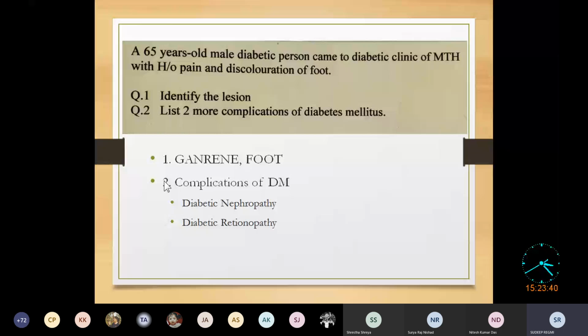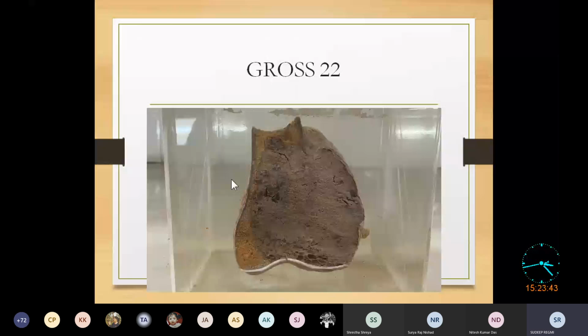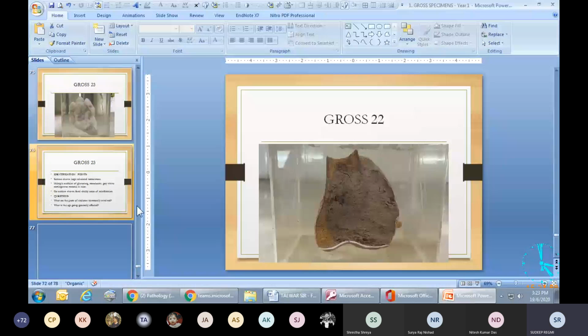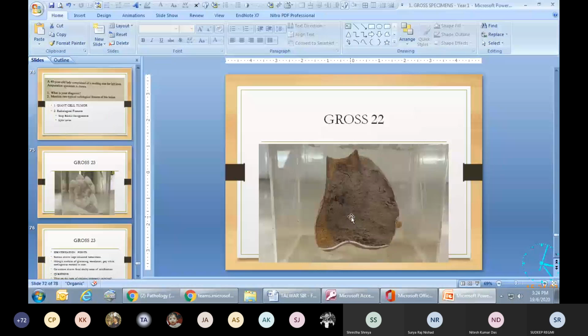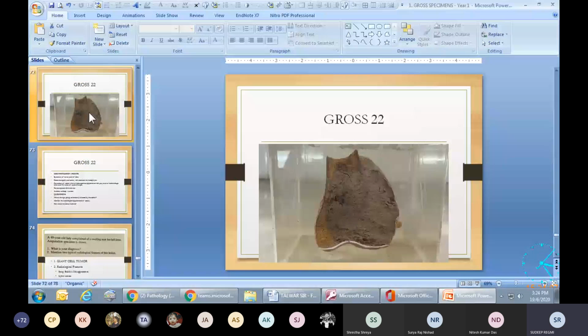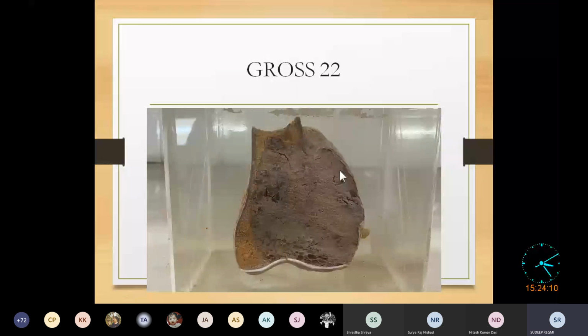This one, gross 22. I think this is the last one. Can anyone describe this? No, this is the second last one. So here you can see some tumor. Is it normal bone? This is a specimen of a bone. Are you convinced? Yes, sir. Okay, then if you are convinced that this is part of a bone, here is some tumor.